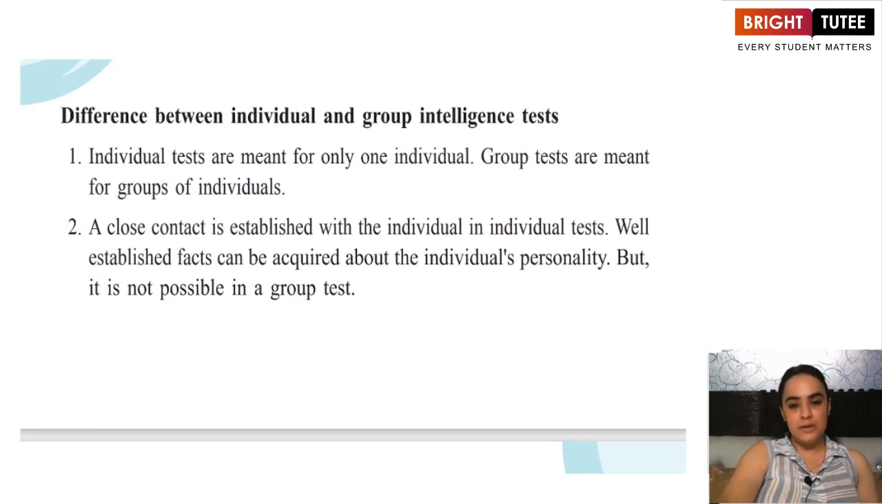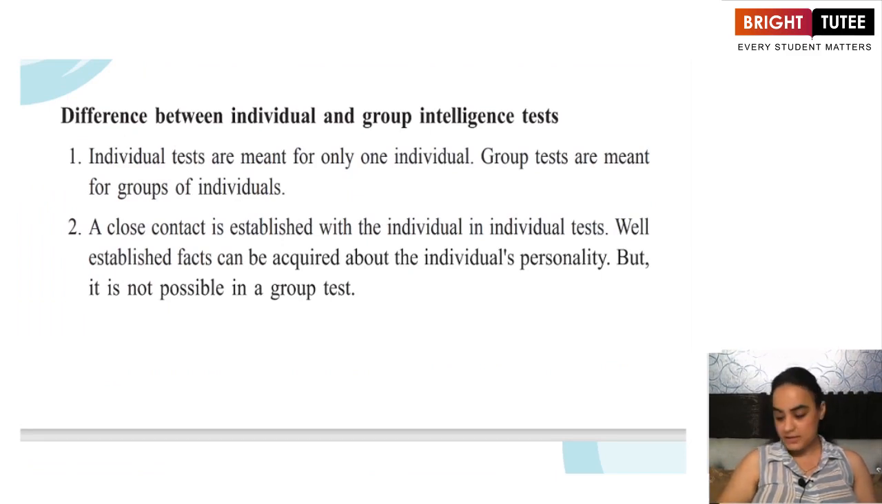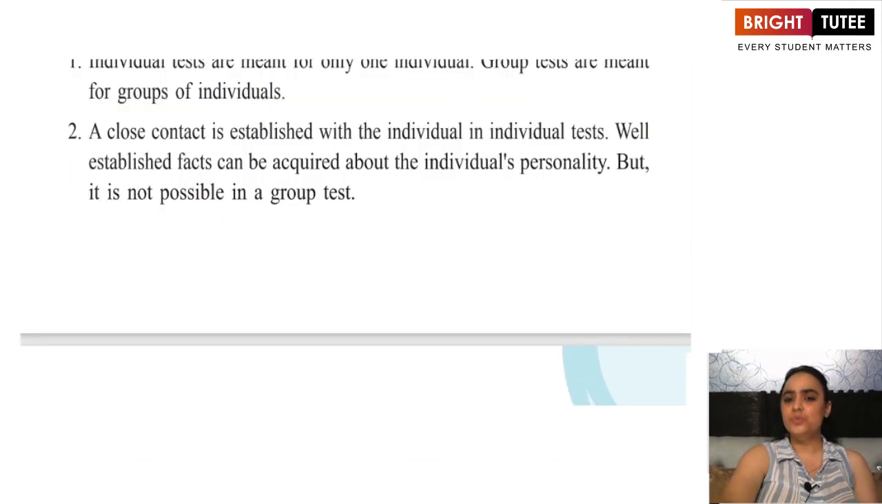What is the difference between an individual and a group intelligence test? One, individual tests, as the name suggests, are meant for individuals, one person at a time, and group tests are meant for a number of persons at the same time. When a person is appearing for an individual test, there is going to be close contact between the individual and the administrator who is going to analyze and administer the test. On the other hand, a group test cannot make this possible because of the large number of people. So, in an individual test, it is possible to know something about the individual's personality.